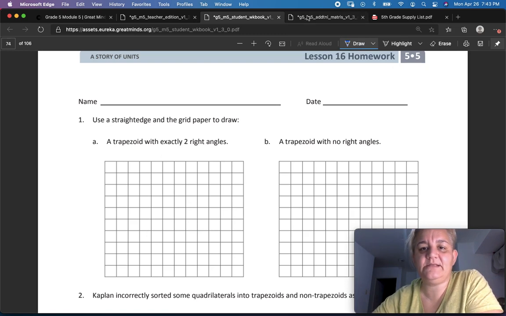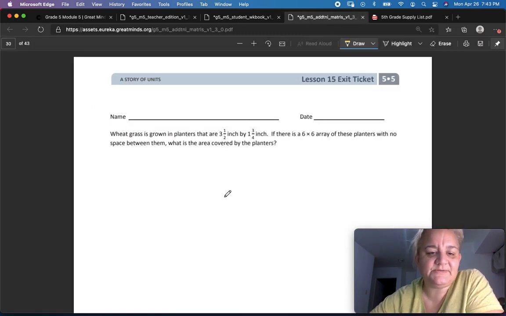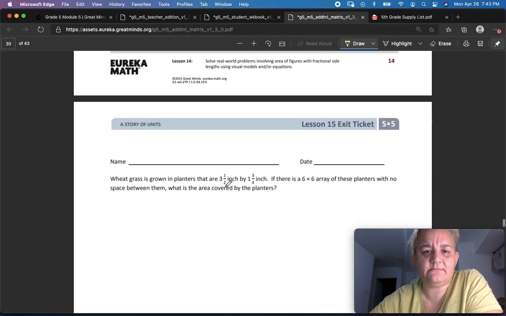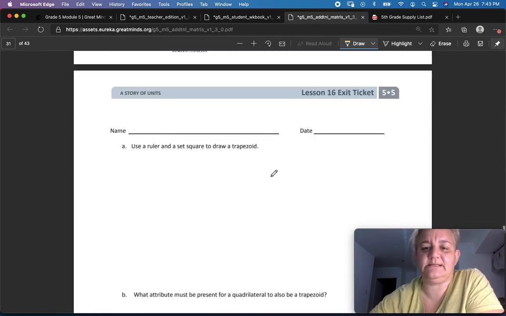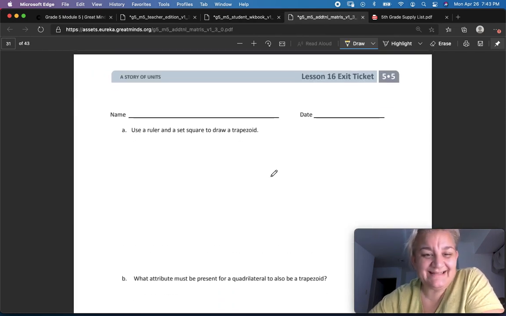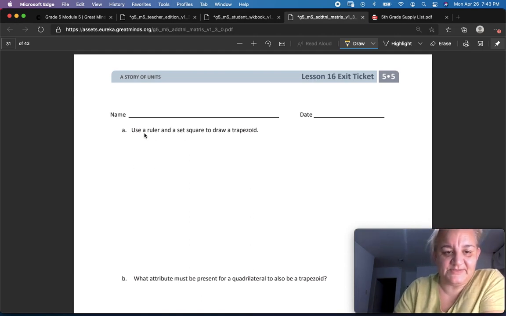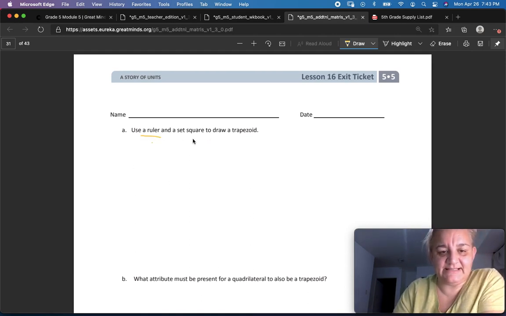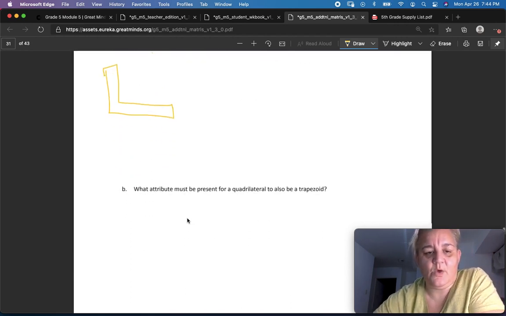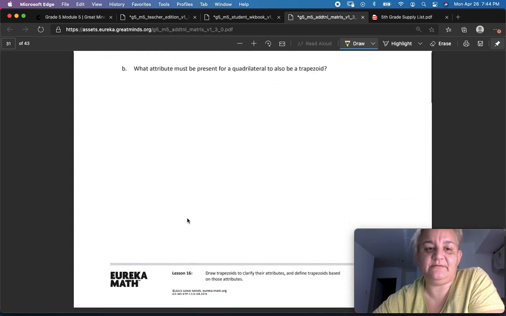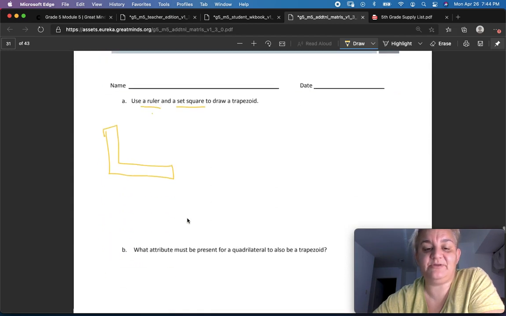Okay, and your exit ticket. Wheatgrass is grown in planters that are, wait a minute, just right. Sorry, ooh, that was 15, that one's from yesterday. 16 is here. Use a ruler and a set square to draw a trapezoid. Use a ruler, measure your sides, set square. Okay, set square looks like that. To draw a trapezoid. What attribute must be present for a quadrilateral to also be a trapezoid? Okay, attributes of a trapezoid.